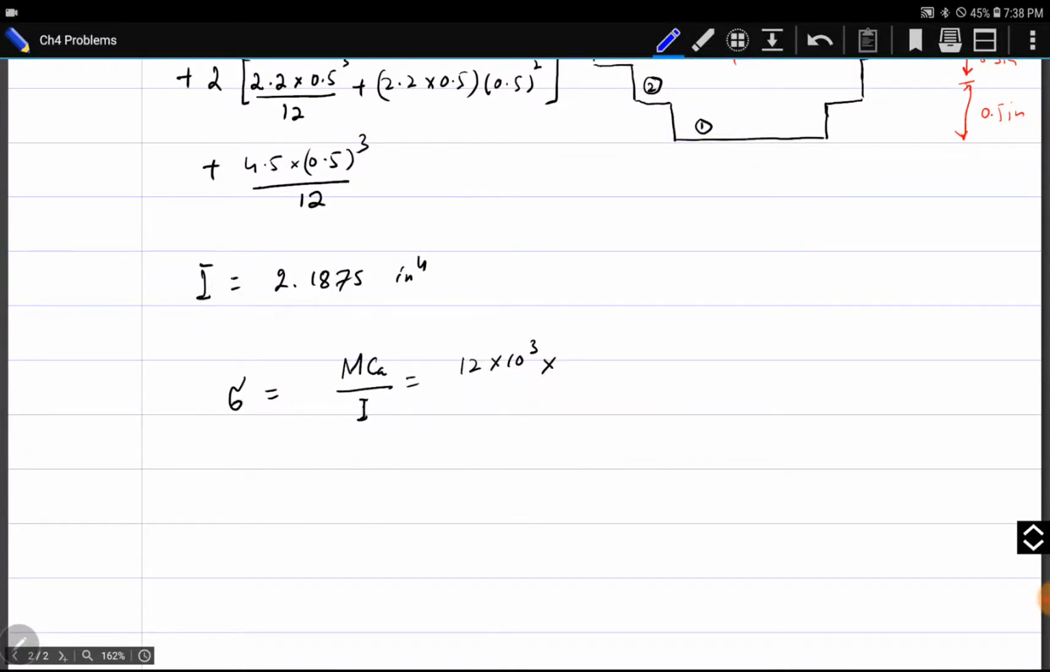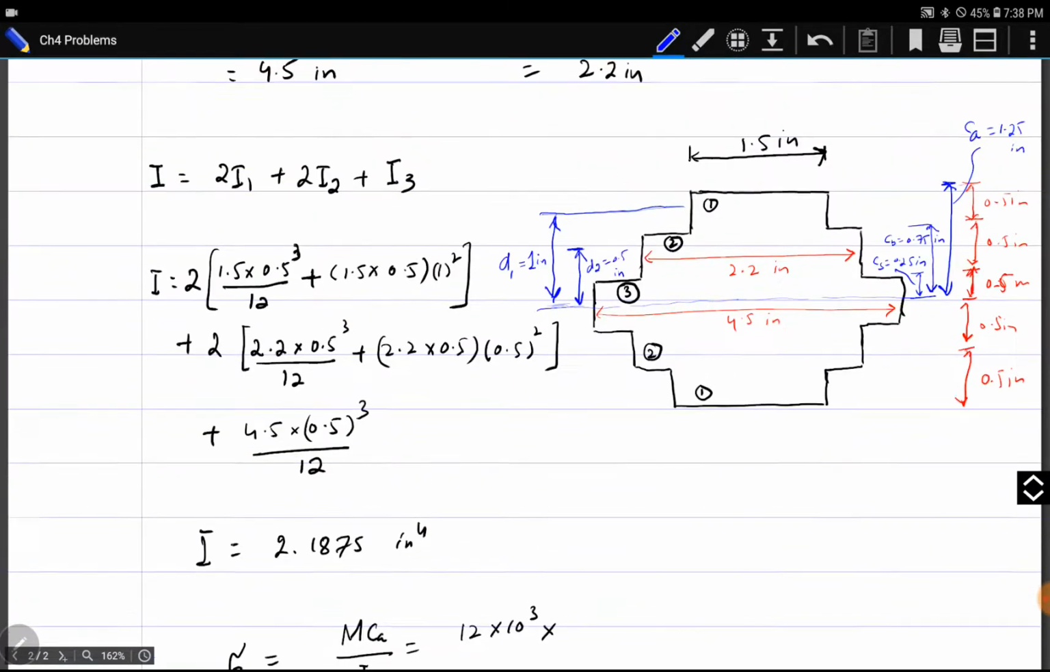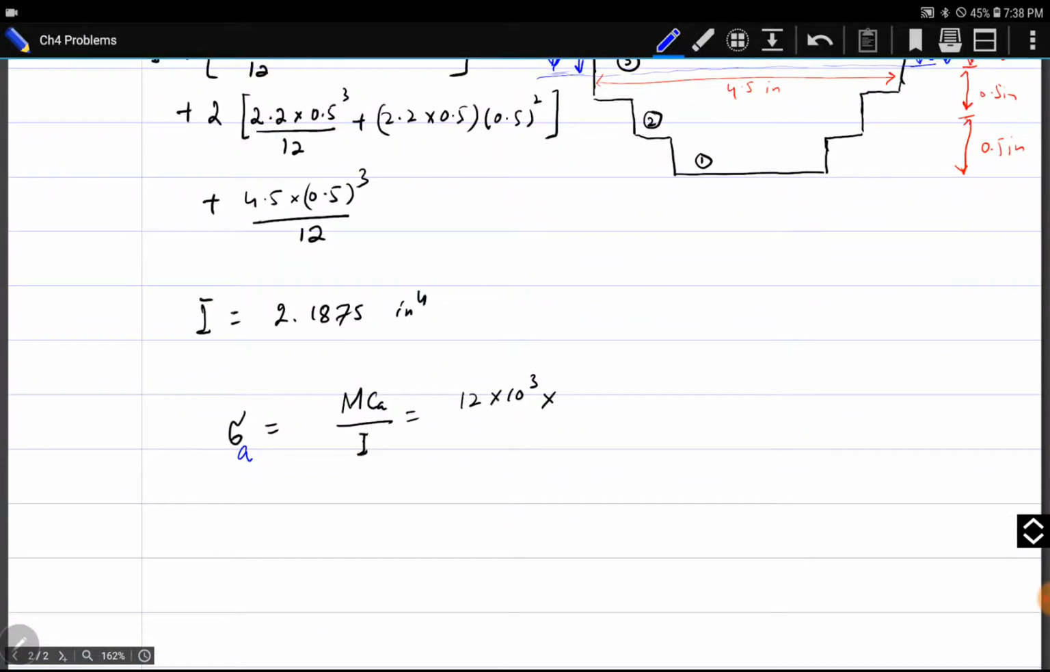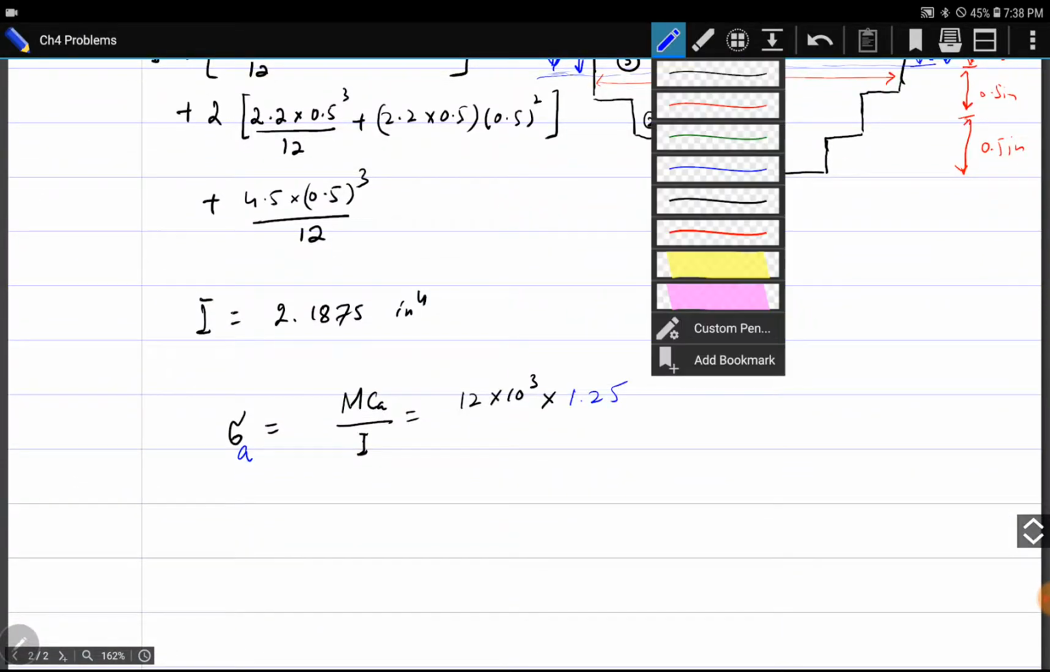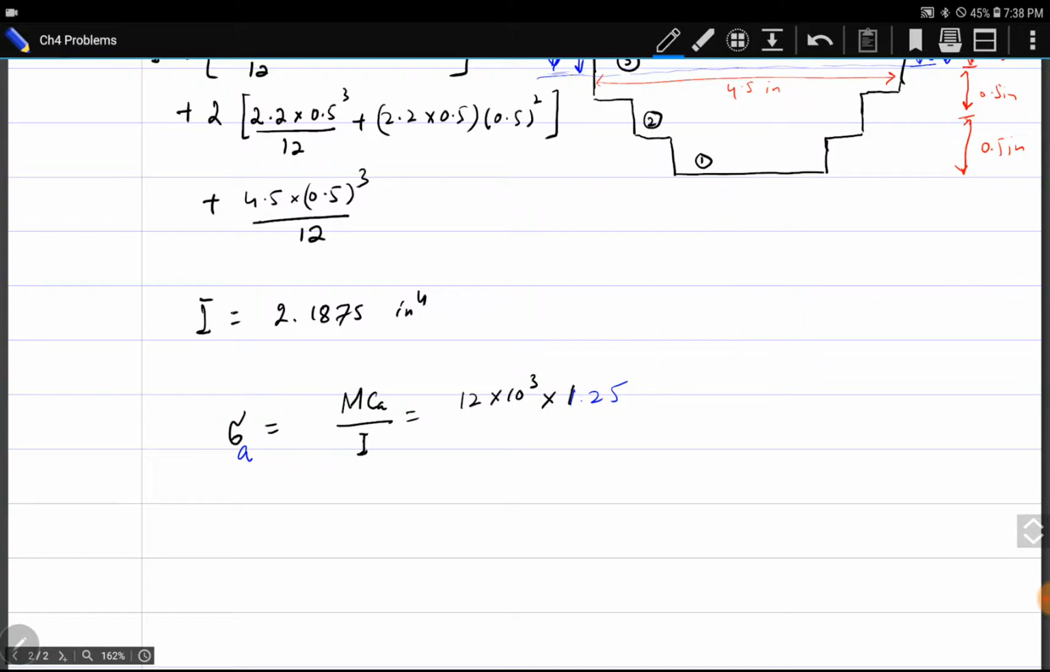Okay, so sigma for aluminum, maximum stress in aluminum, is MCa over I. M is 12 into 10 to the power 3. Ca has been calculated, it is 1.25, and I is 2.1875. So it becomes 6.86 into 10 to the power 3 psi, or 6.86 ksi.